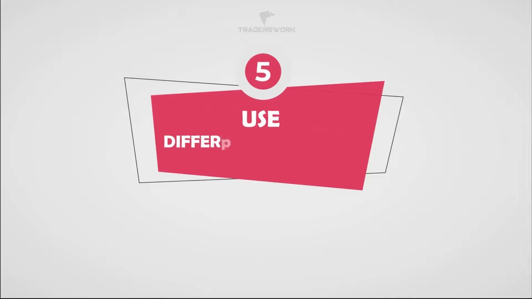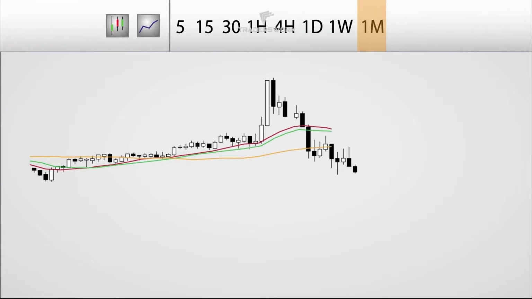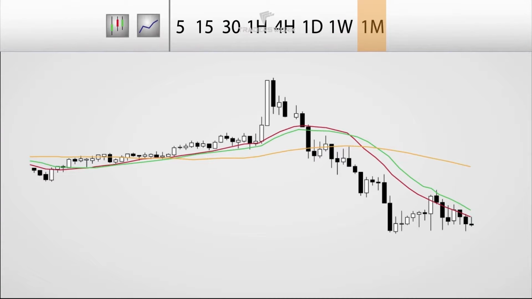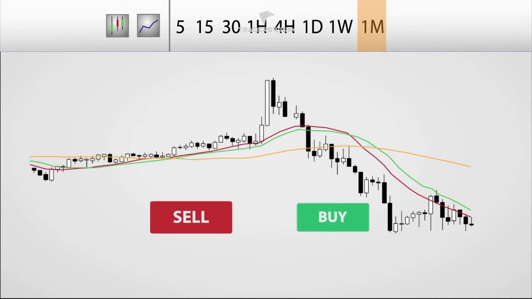5. Use different time frames for confirmation. Use indicators on a different time frame chart of your instrument to validate your decision. If the indicator's signal remains the same on different time frames, it may confirm that the signal is accurate. You will not always get that confirmation, but you should still check just in case before taking a trading decision.